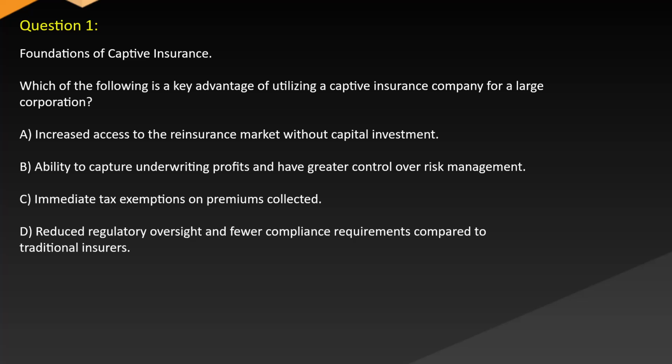B. Ability to capture underwriting profits and have greater control over risk management. C. Immediate tax exemptions on premiums collected. D. Reduced regulatory oversight and fewer compliance requirements compared to traditional insurers.